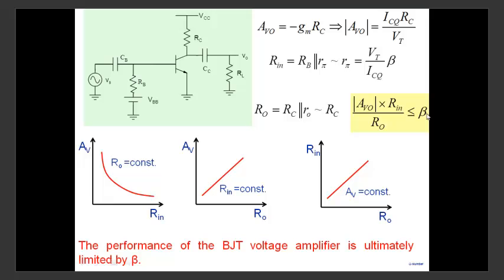Because when beta is 2, somewhere you are compromising. You may be able to get gain, but your Rn may be very low, or your R0 may be very high. And so it's not a very good amplifier. But you'll be able to get AV0. Overall ability is limited by beta here.